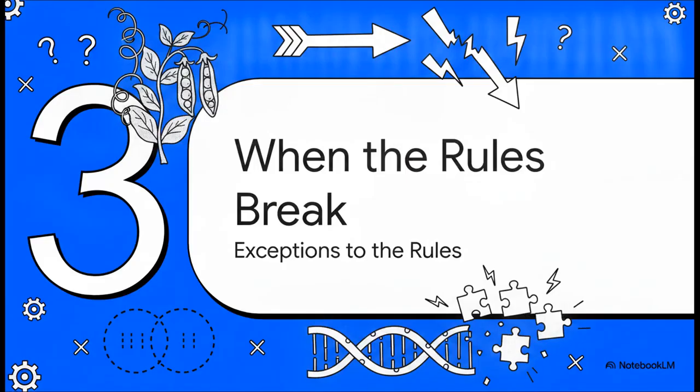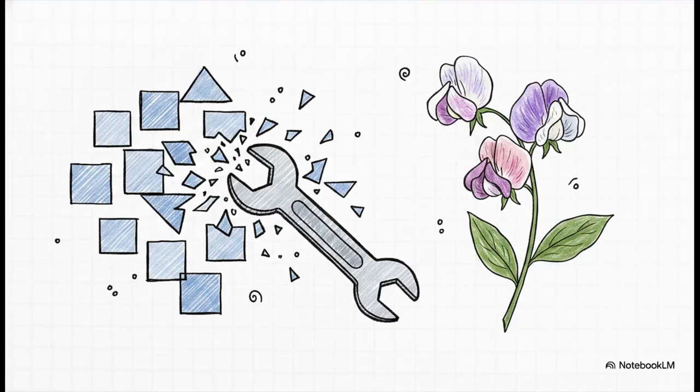Section 3. When the rules break. Now, Mendel had established these amazing laws of segregation and independent assortment. But, as you know, science is rarely perfectly neat, and researchers soon realized the rules were about to break. Mendel's rules basically suggested that traits sorted themselves completely independently of one another, but genes don't always play fair.